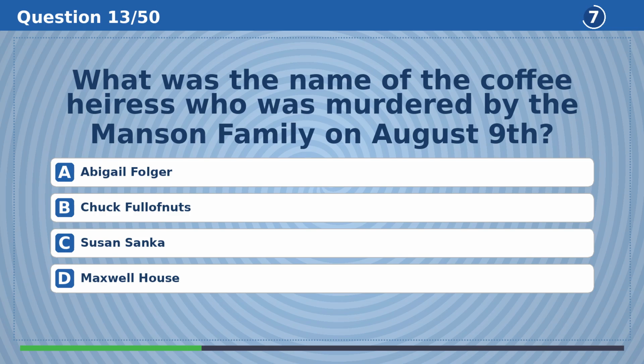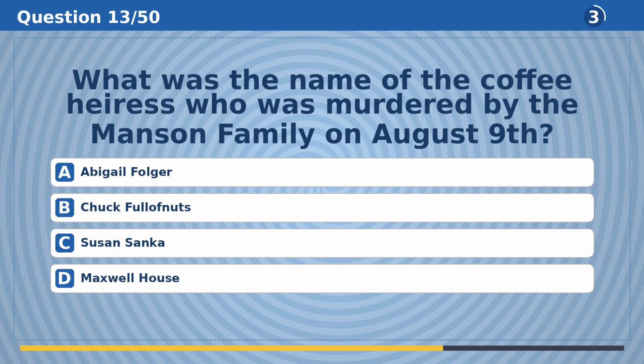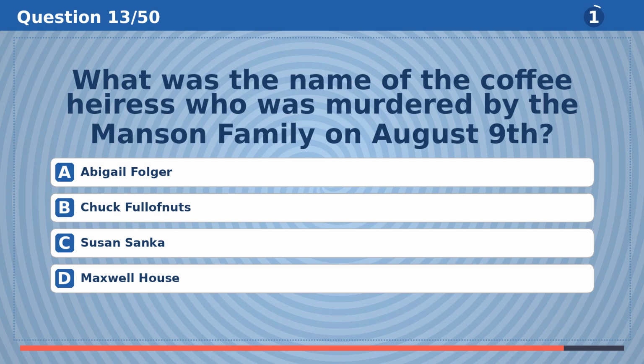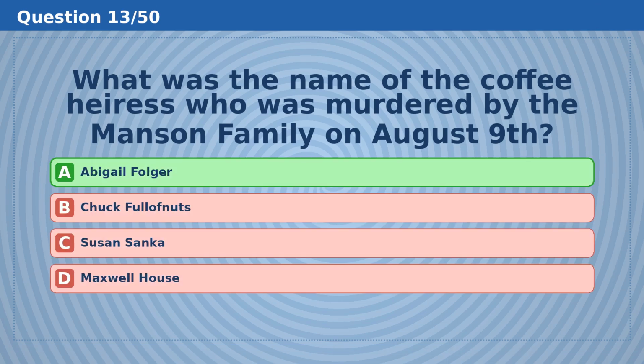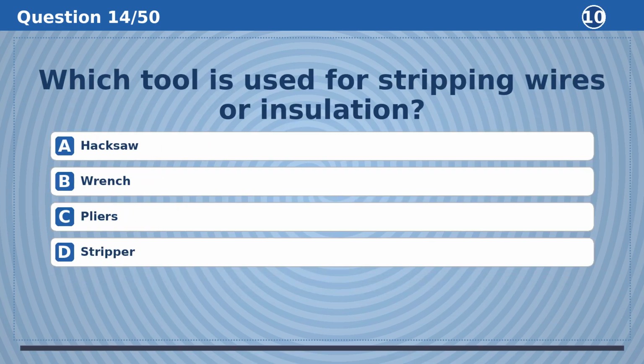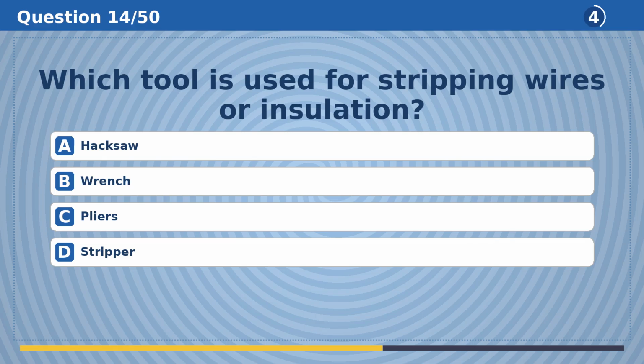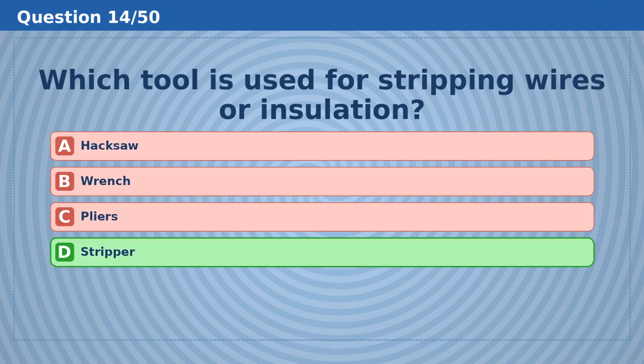What was the name of the coffee heiress who was murdered by the Manson family on August 9th? The answer is A. Abigail Folger. Which tool is used for stripping wires or insulation? The answer is D. Stripper.